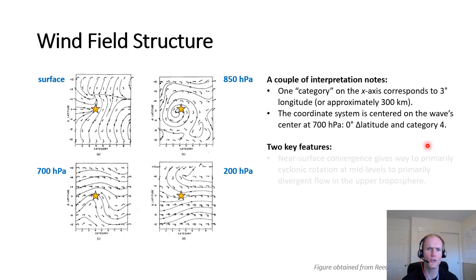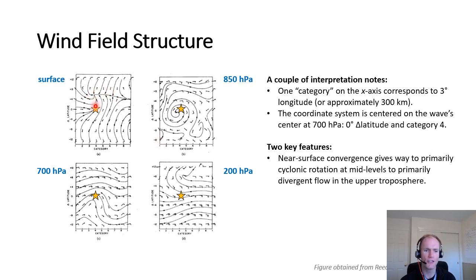In terms of the key features we see here, at the surface, to the north of the 700 hectopascal wave center, we see primarily convergent flow. And then at 850 and 700, we see primarily cyclonic curvature, more evident here at 850 hectopascals, albeit with relatively light winds, given the barbs that we see here. At 700 hectopascals we see stronger winds, especially to the north of the wave center, as compared to 850. Whereas at 200, we see broad anticyclonic flow with the area of high pressure located further to the north and to the east of these particular features.